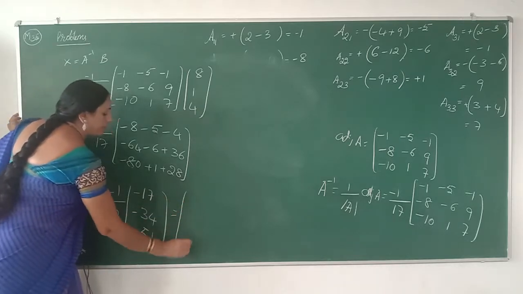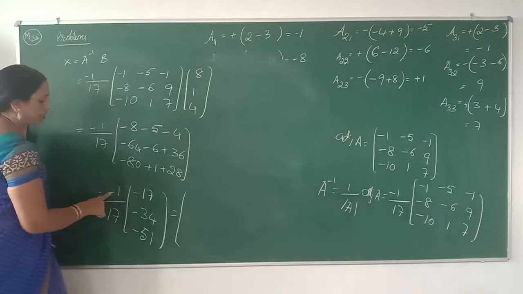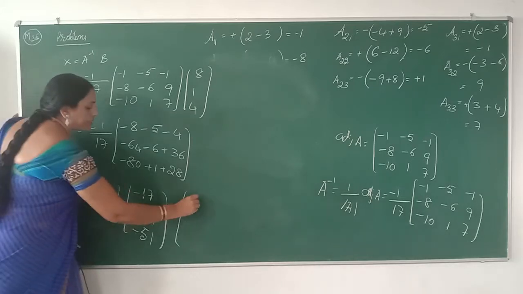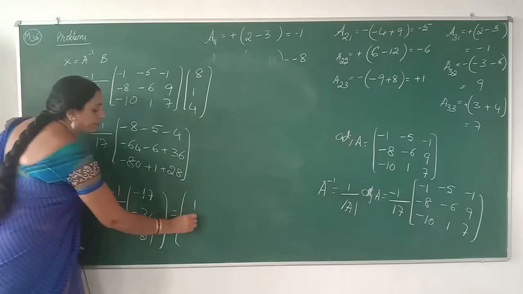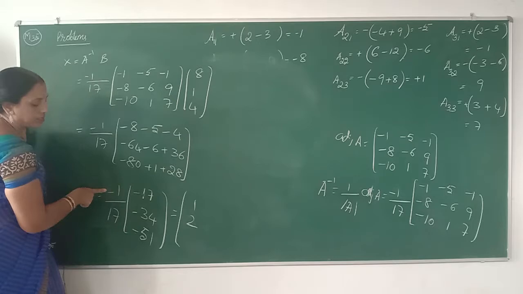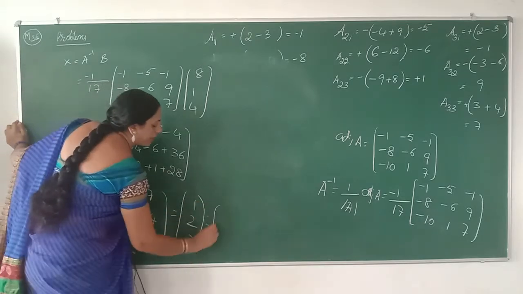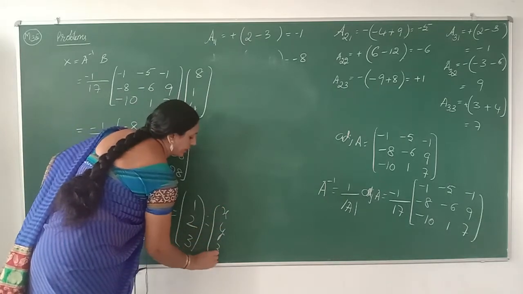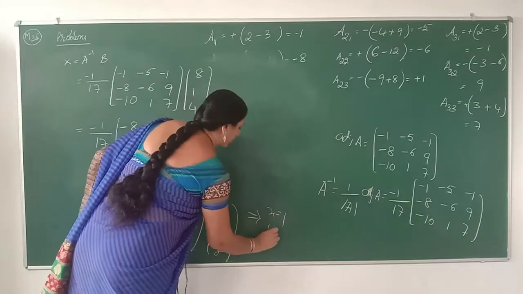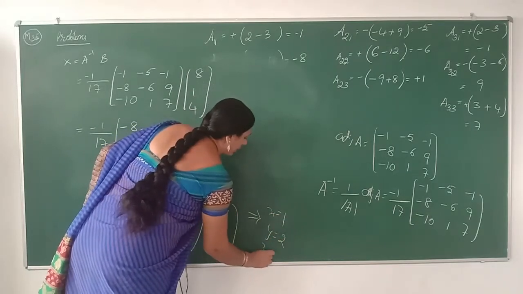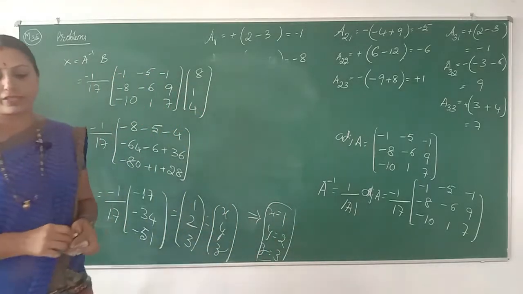After that, these elements are multiplied by minus 1 divided by 17. Minus into minus is plus, 17 by 17 is 1. Again minus into minus is plus, 34 by 17 is 2. Minus into minus is plus, 51 by 17 is nothing but 3. Now these are the values of x, y, z. So equating the corresponding elements, the values are x equal to 1, y equal to 2 and z equal to 3. These are called the solutions of those equations.